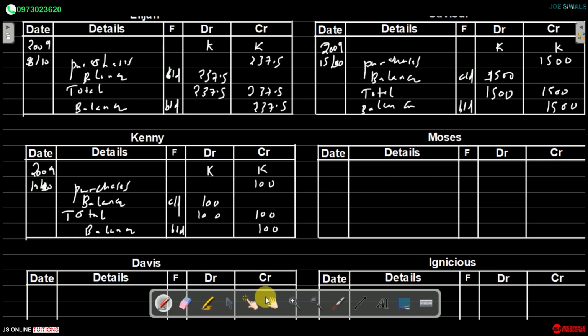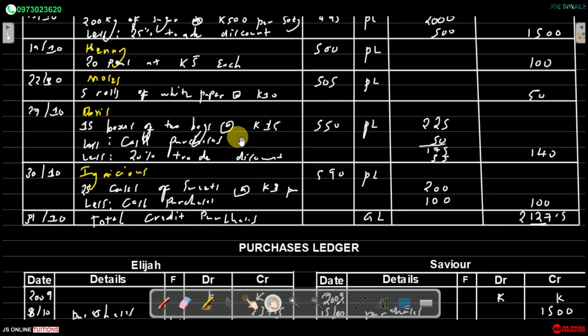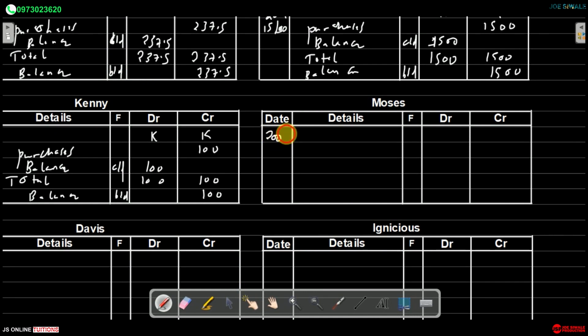Let us look at the next transaction. So the next transaction occurred on the 22nd of October, and the supplier was Moses, and we only have one transaction for Moses, and the amount there is 50 kwacha. So let us record that. So the year there is 2009. We'll say kwacha. The date is 22nd of October. We'll say purchases. The amount there we have seen it's 50 kwacha.